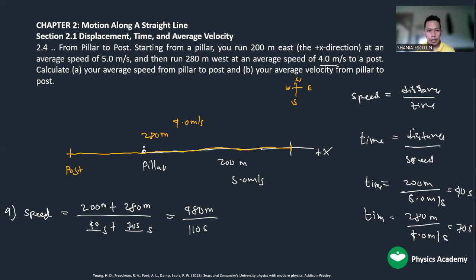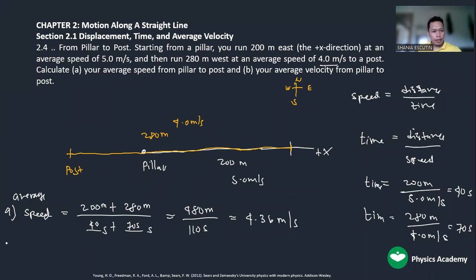That's the time it takes for you to travel from pillar to the position in the east, then back west to the post. So the total distance covered is 480 divided by 110, which gives you 4.36 meters per second. That is your average speed.